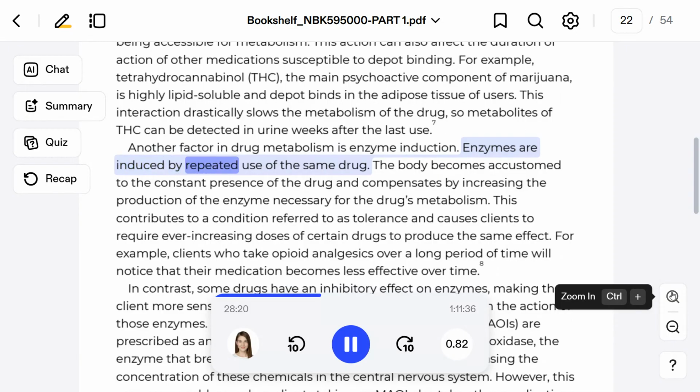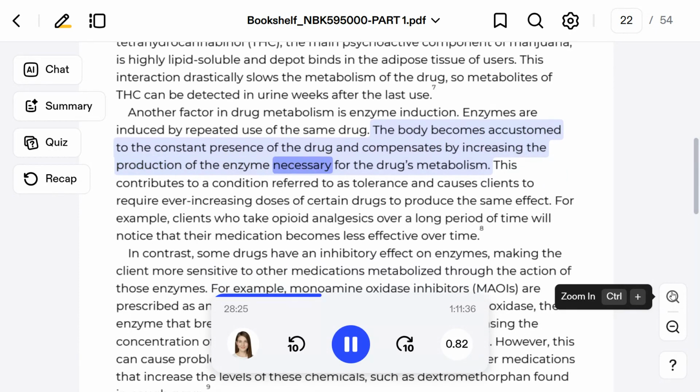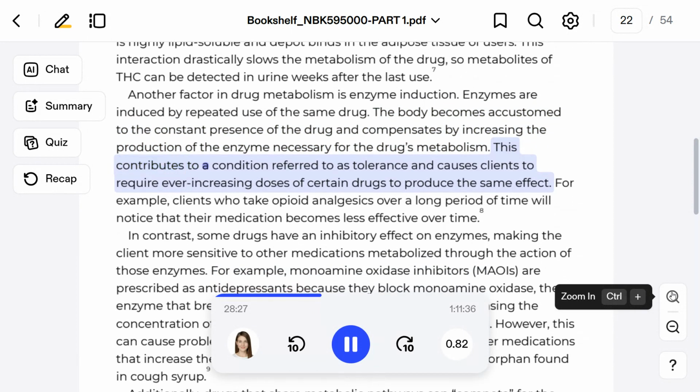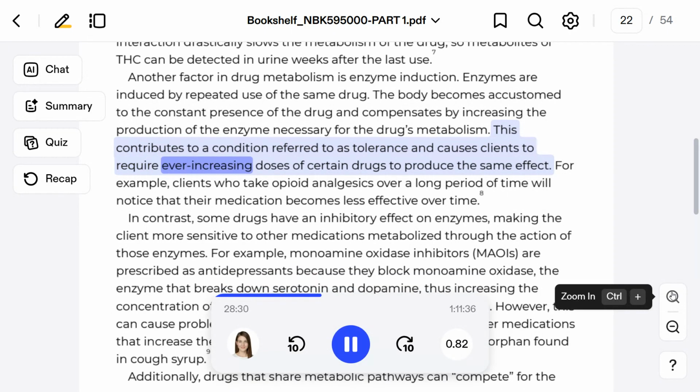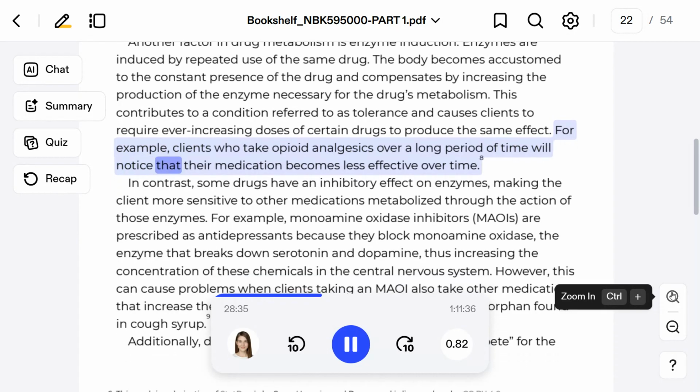Enzymes are induced by repeated use of the same drug. The body becomes accustomed to the constant presence of the drug and compensates by increasing the production of the enzyme necessary for the drug's metabolism. This contributes to a condition referred to as tolerance and causes clients to require ever-increasing doses of certain drugs to produce the same effect. For example, clients who take opioid analgesics over a long period of time will notice that their medication becomes less effective over time.